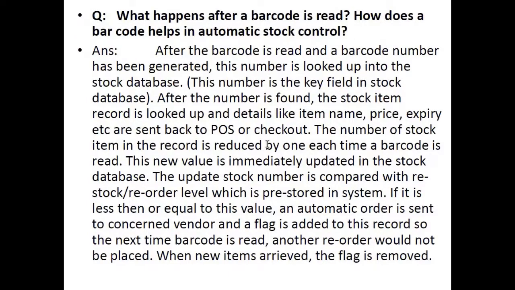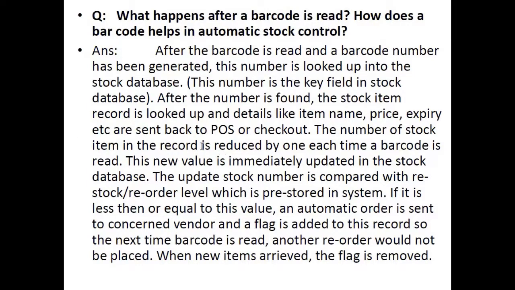What happens after a barcode is read, or how does a barcode help in automatic stock control? After the barcode is read and a barcode number has been generated, this number is looked up in the stock database. This number is the key field in the stock database. After the number is found, the stock item record is looked up and details like item name, price, expiry, etc. are sent back to the POS or checkout counter.